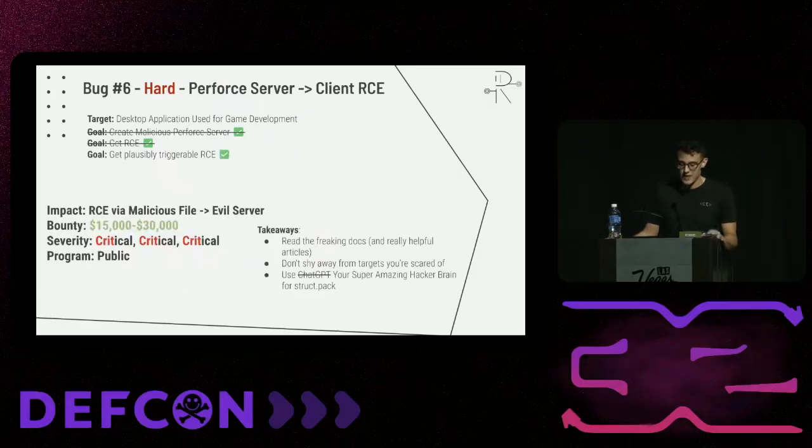So that was an RCE via malicious file, and the bounty for that was 15 to 30K. Critical, of course, and that was, again, on a public program. Takeaways from this: read the freaking docs. It really helps, and articles. Don't shy away from targets you're scared of, and use your super amazing hacker brain for any struct pack calls, or ChatGPT, whichever you're more comfortable with.